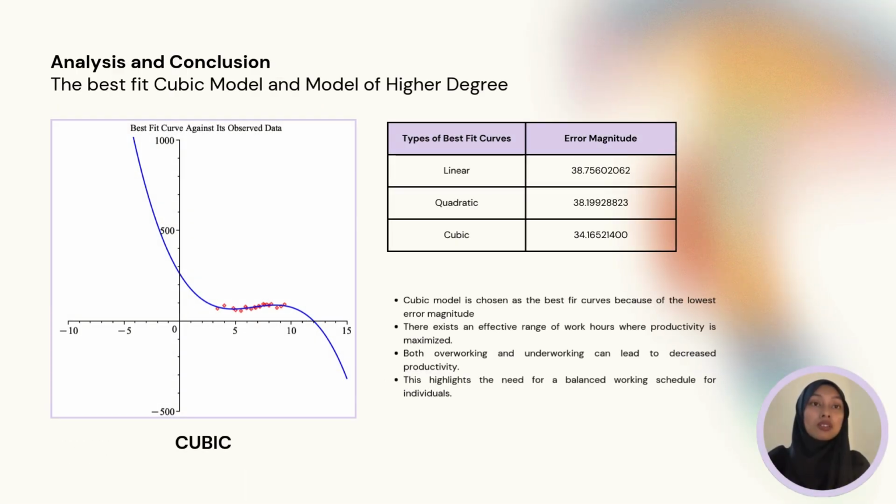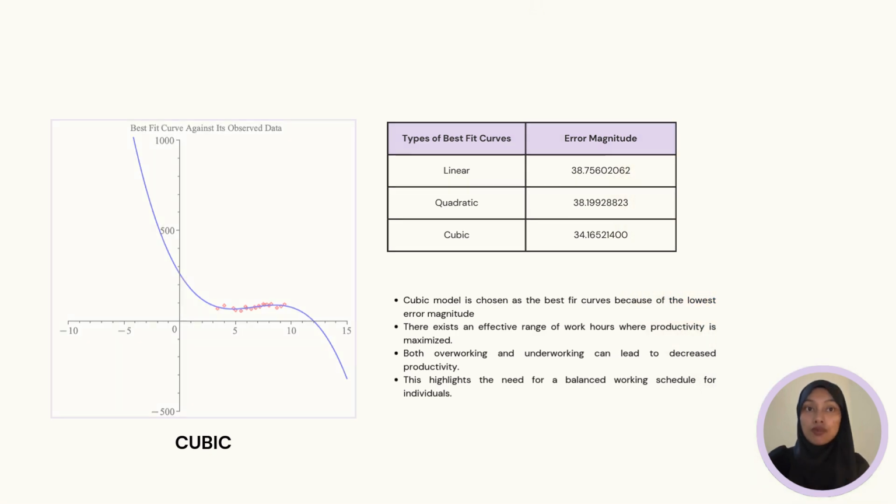So we are going to talk about the last part of this presentation, which is analysis and conclusion. To conclude everything, cubic model is chosen as the best fit curve because of the lowest error magnitude at 34.1652, which is the lowest compared to linear and quadratic curves. Therefore, there exists an effective range of work hours where productivity is maximized. Both overworking and underworking can lead to decreased productivity. This highlights the need for balanced working schedule for individuals.